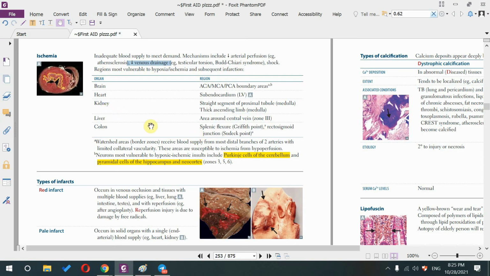In the kidney, the two areas that are mostly susceptible for ischemia are the ones that are the most metabolically active, which include, first of all, the straight segment of the proximal tubule, which are located in the medulla, and also the thick ascending.